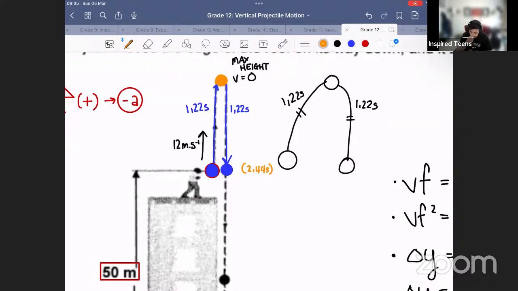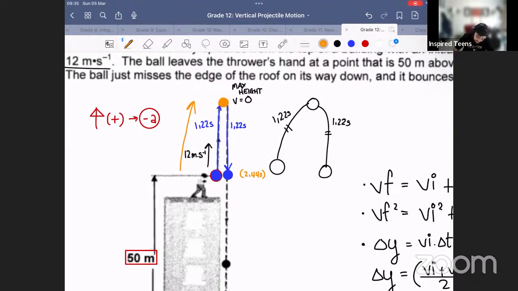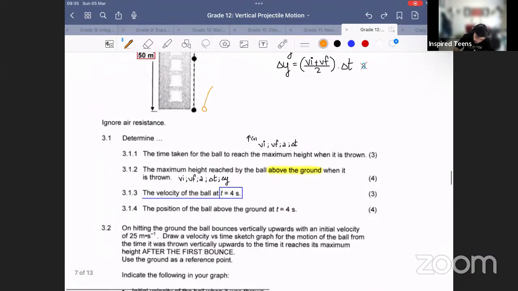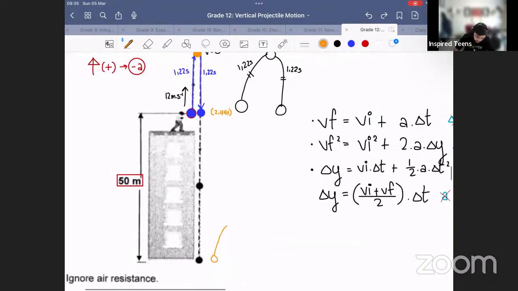Okay, so it basically traveled, what is this distance? 7.35 meters plus another 7.35 meters. So it traveled about 15 meters, right? In 2.44 seconds. So they said they want to know the velocity of the ball at t equal to 4 seconds. So many of you, I feel like, would assume, because you're used to that question, that it's this velocity here. They're asking what's the final velocity before it hits the ground. Okay, which is not the case.